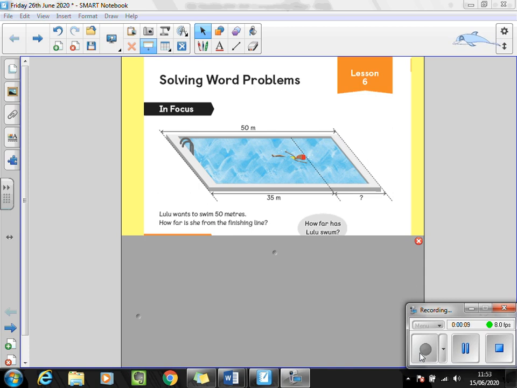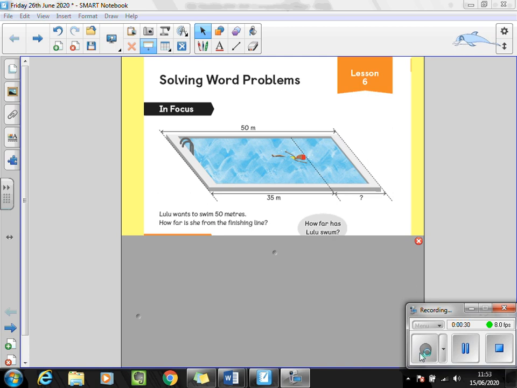Today we're going to be looking at solving word problems that involve measure. So this is going to encapsulate everything that you've learnt about measure so far, comparing measure, ordering measure, and measuring, but also thinking about your knowledge of addition and subtraction to help solve these word problems. Let's start by looking at the in focus task.